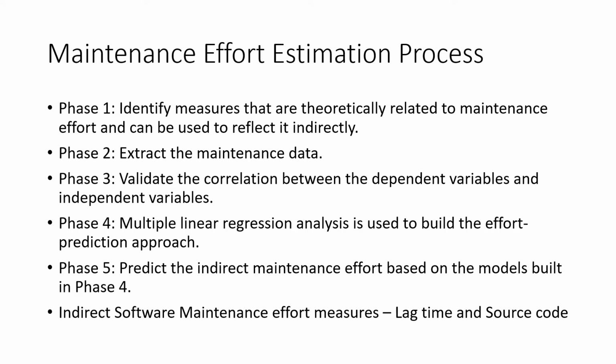Coming to phase 3, we'll validate the correlation between the dependent variables and independent variables. In phase 4, we'll apply multiple regression analysis, which is used to build the effort prediction approach. In phase 5, we'll predict the indirect maintenance effort based on the models built in the previous phase. In the indirect maintenance effort measures, we have two software measures: lag time and source code.